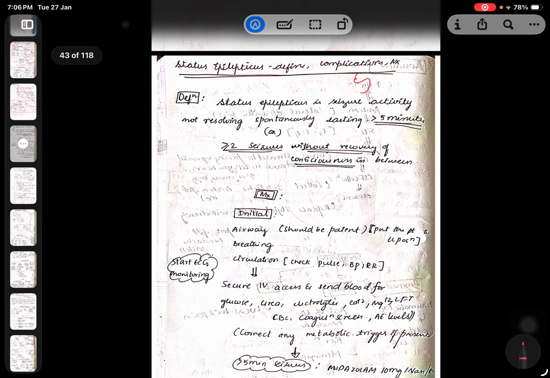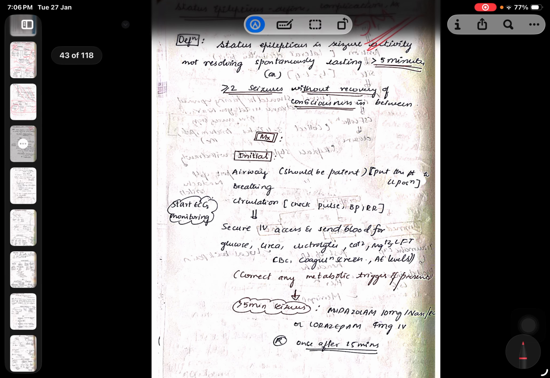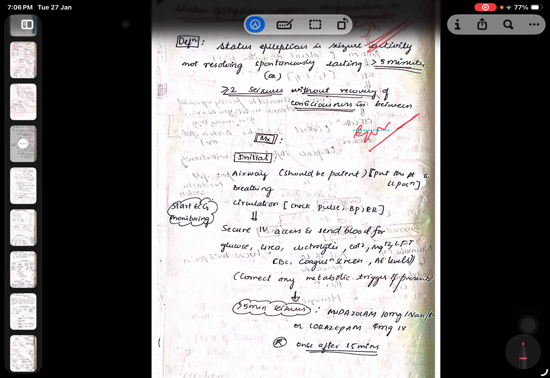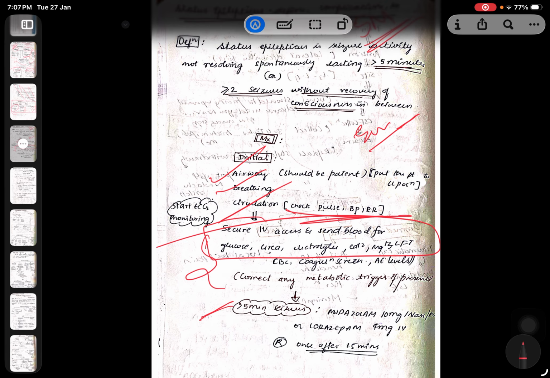Status epilepticus, potential 5 marker. This is the definition. And always while writing any emergency case, what you have to write first: emergency, that is airway, breathing, circulation. Check for all these things, then secure IV line, and also send all this for investigations. And if it's more than 5 minutes of seizure, then obviously first thing in emergencies, you have to rule out hypoglycemia. Then we start with intranasal midazolam, 0.1 mg per kg body weight. Then we do it twice till we get the IV access.